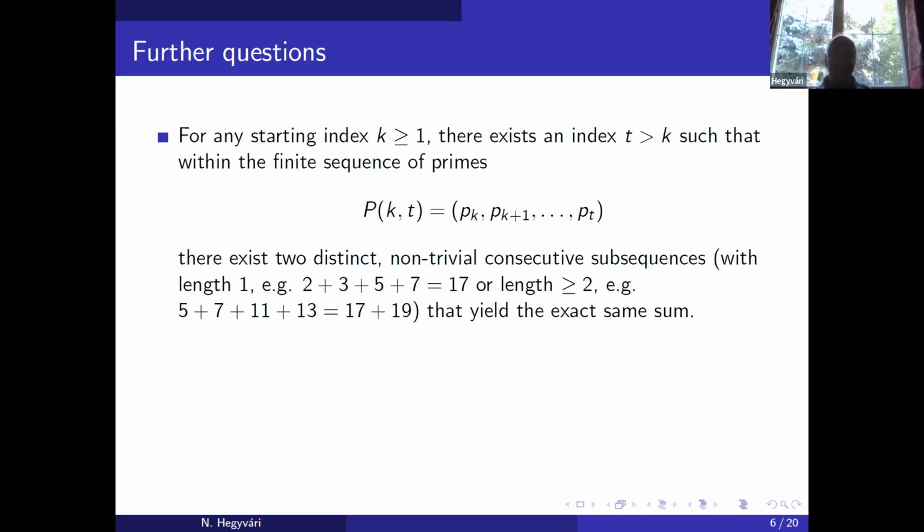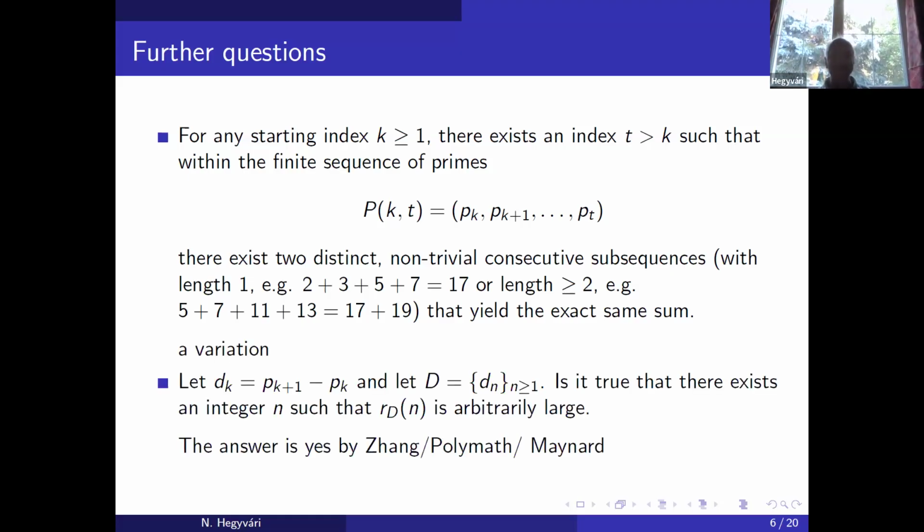Or we take the case when the length is at least 2. Say, in the given problem, from 5 to 13 the sum of the consecutive elements is the same as 17 plus 19. Okay, and then a variation should be the following.